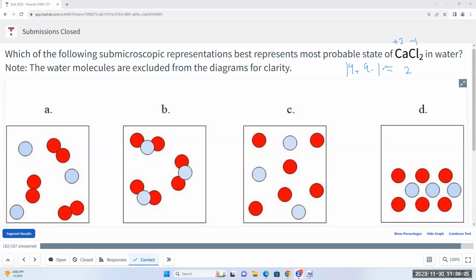Therefore, we predict this to be soluble in water. Okay, when ionic compounds become soluble in water, dissolve in water, they separate into individual ions, meaning we are not going to get D, we are going to get C. All the ions are separated now. That's why option C is the correct answer. And these ions will be surrounded by water molecules, but we are not showing that for the moment.